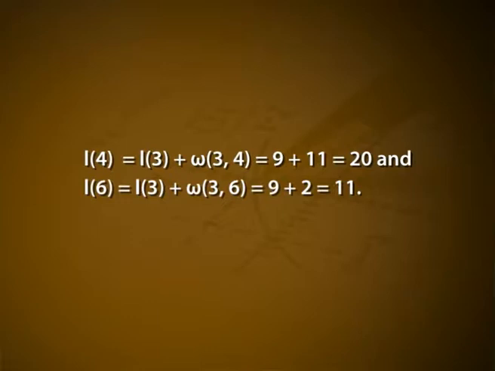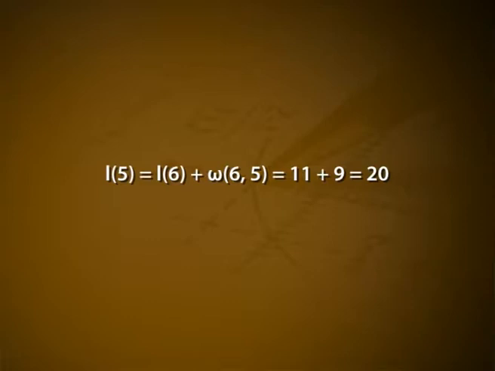Now we go to the fourth step. The vertices to which we can reach from 3 are 4 and 6. So we calculate L(4) equals L(3) plus W(3,4) equals 9 plus 11 equals 20, and L(6) equals L(3) plus W(3,6) equals 9 plus 2 equals 11. The vertex 6 was directly reachable from 1 with a weight of 14. The minimum of the values 11, 14 and 20 is 11.